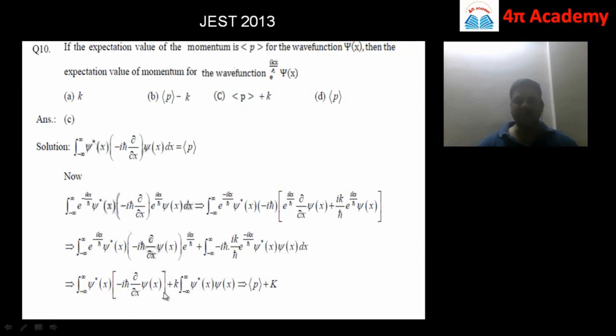This is the expectation value of P, plus k times integration from minus infinity to infinity psi star of x psi of x dx. Since these wave functions are normalized wave functions and therefore satisfy the condition of normalization, obviously this should be equal to 1, so the result is k. Therefore the answer is expectation value of p plus k, that is the correct answer, C.